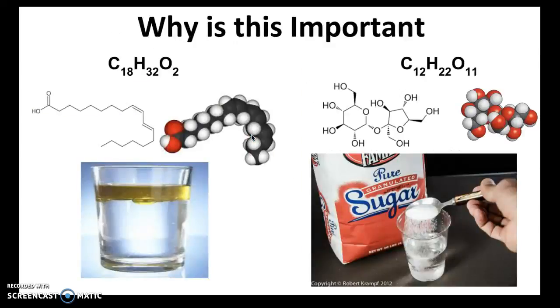All right, now that we've looked at all of these trends, we're going to talk about why this is important. You may remember from the previous unit that molecular covalents, which are molecules made up of all nonmetal atoms, can either be soluble or insoluble in water. So without testing it, how would we know? If we're given a chemical formula like C18H32O2 or C12H22O11, how do we know which one will dissolve in water?